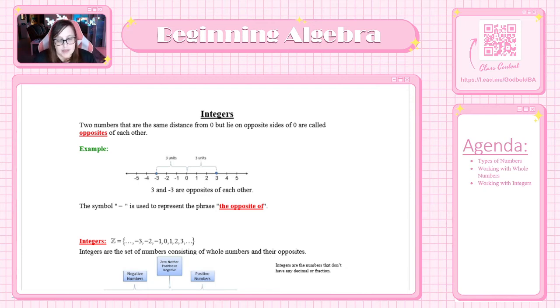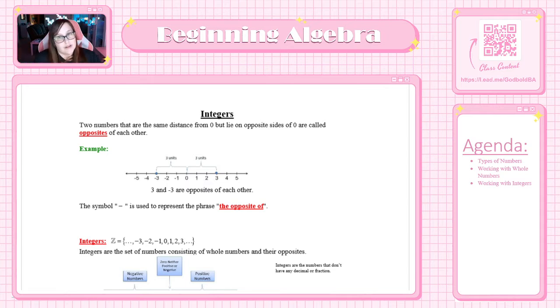Okay, so two numbers that are the same distance away from 0 on the number line are called opposites. For example, the number 3 and the number -3 are the same distance away from 0 on the number line, and therefore they are opposites of each other. So when you see a negative sign, it doesn't actually mean negative. It means the opposite of. That's what negative means. So when you see the -3, the negative means the opposite of 3.